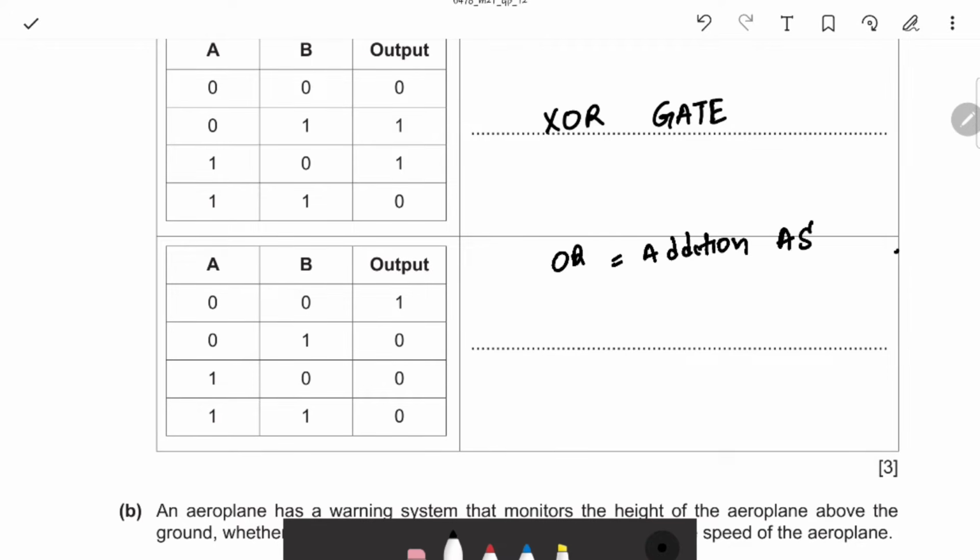addition of A and B. Okay, 0 plus 0 is not 1, so there we go, we've already got that wrong. Let's move on to the NOR gate.